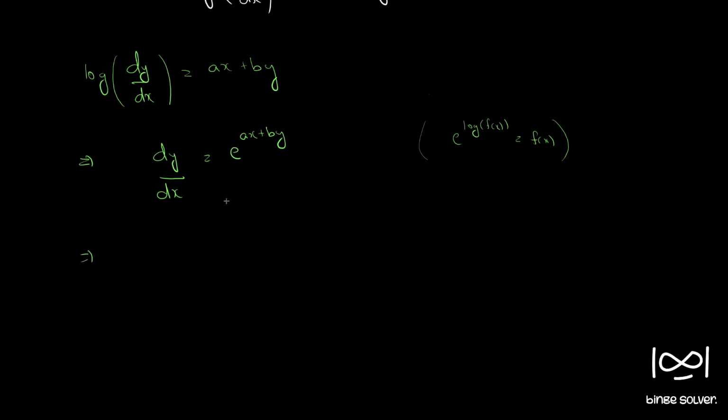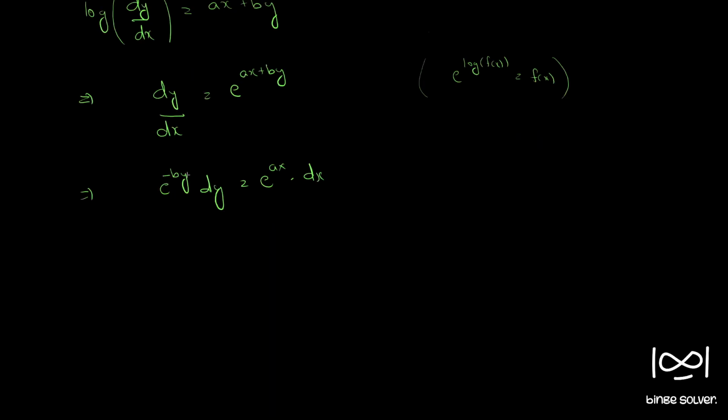Therefore we can write e raised to minus by into dy equal to e raised to ax into dx. So we split e raised to ax plus by as e raised to ax into e raised to by, then we took e raised to by to this side. So this is solvable by the method of separation of variables. So we can integrate both sides.